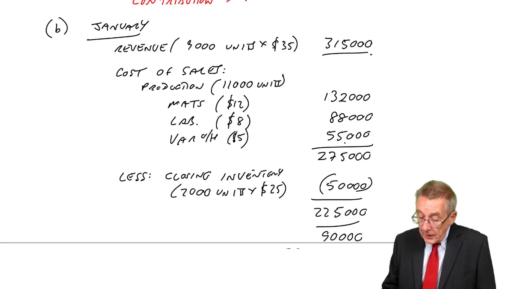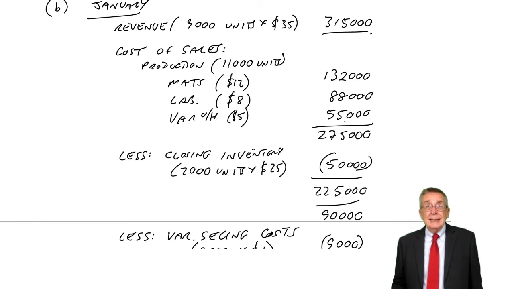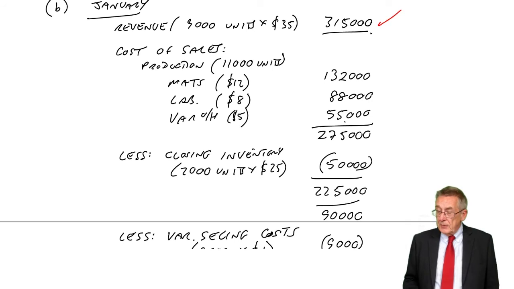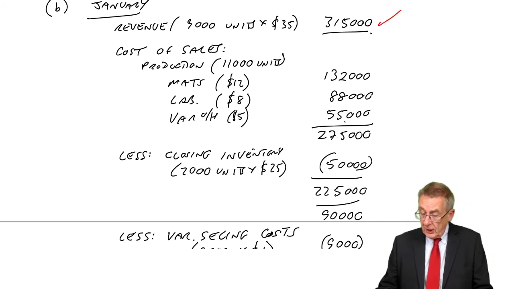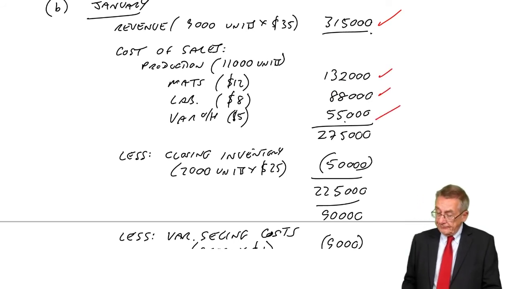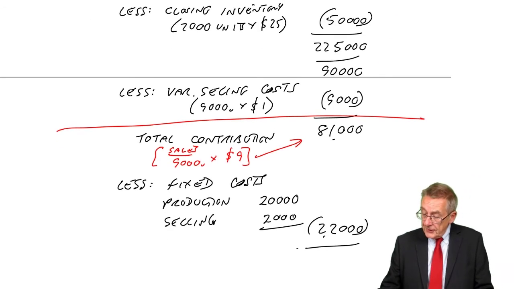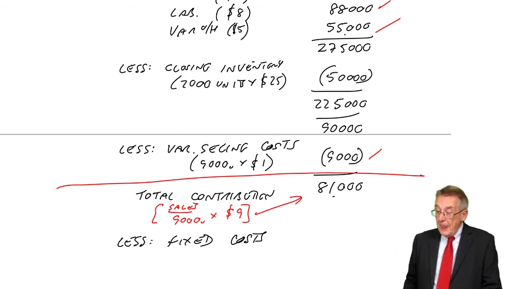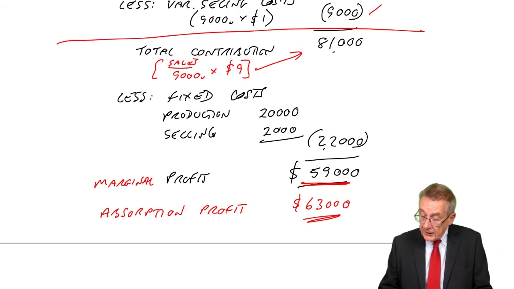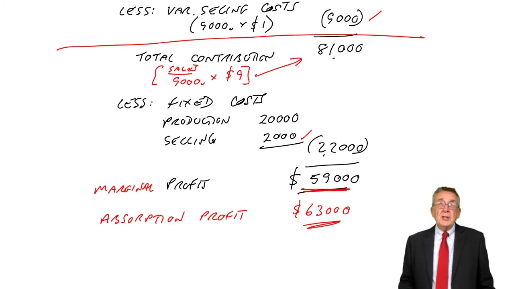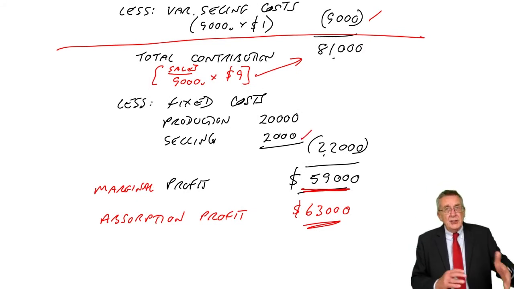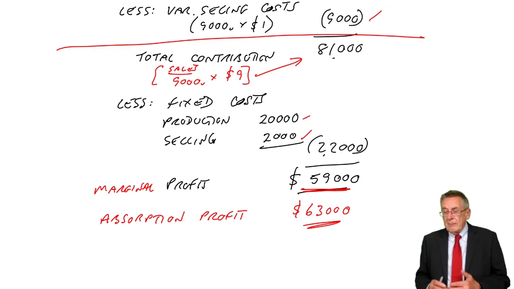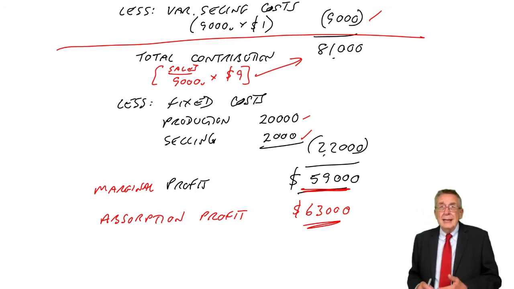I'm not going to wind back to the previous lecture, but if you do look, all the figures are the same. The revenue, if you look back, was 315,000. Materials, production costs, 132,855. The selling costs, variable, was 9,000. All right, fixed costs, selling costs were 2,000. The fixed production costs, we put in one figure, but then we changed it, the over-under absorption, so we did end up with 20. So why do we end up with a different profit?